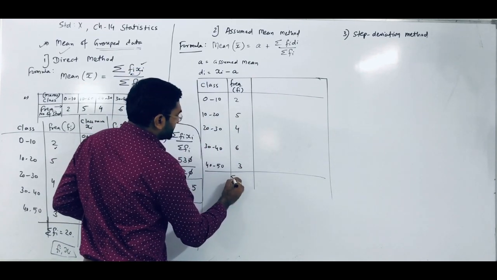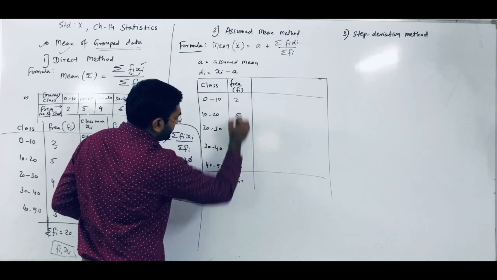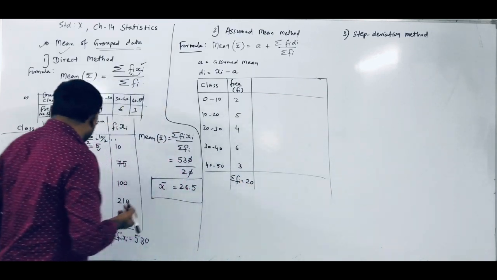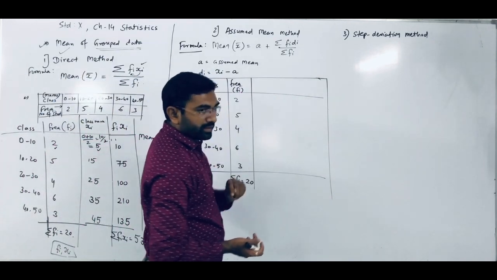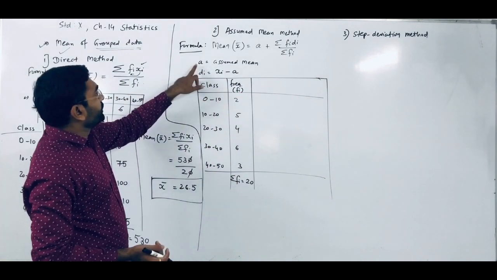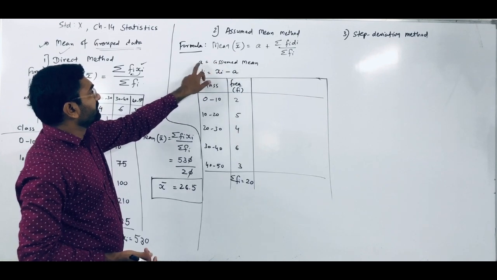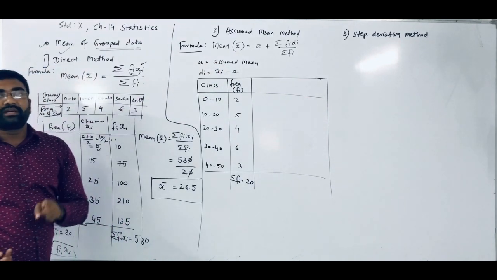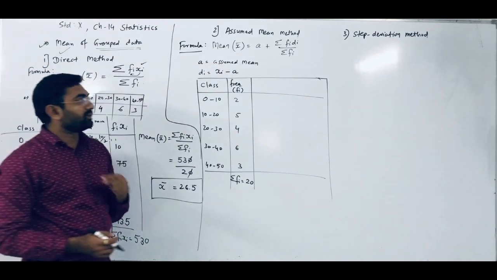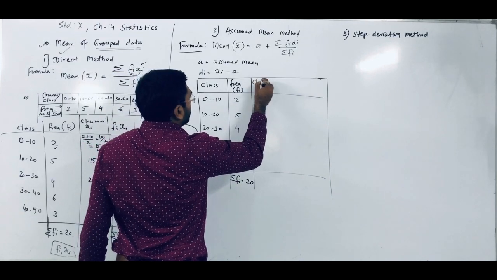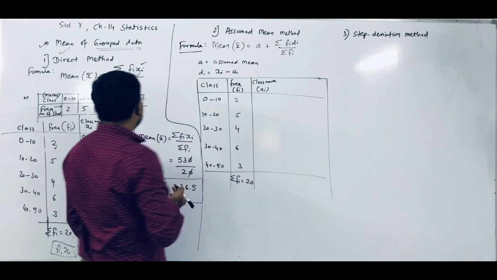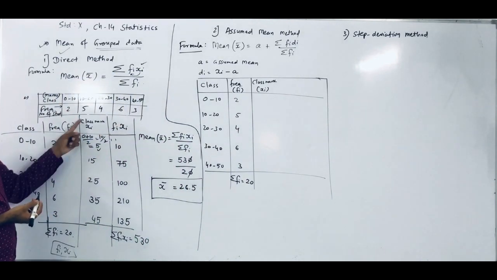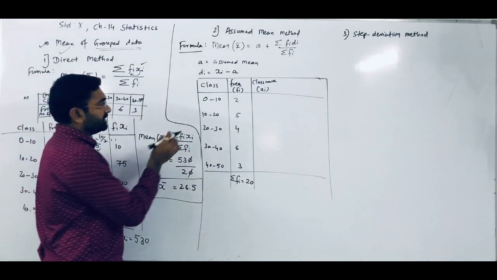And here we define sigma fi, the summation of all frequencies, which is 20. That value we have to put in the denominator. Now, as I told you, first of all we have to assume the mean. The a value you always have to assume from the xi column. The xi column is the class mark column, right? And the class mark we already found in our previous example.